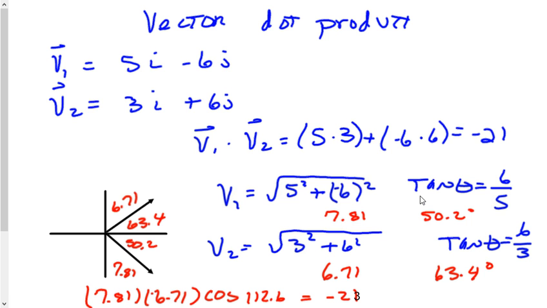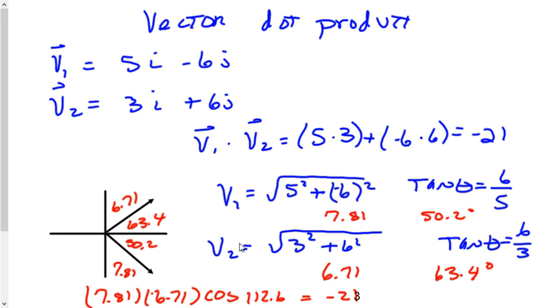Then we'll take the inverse tangent of 6 over 5, and that's 50.2. Notice how I did not include the negative there. So that's a vector of 7.81 at 50.2 degrees below the x-axis, because that has a negative y and a positive x.